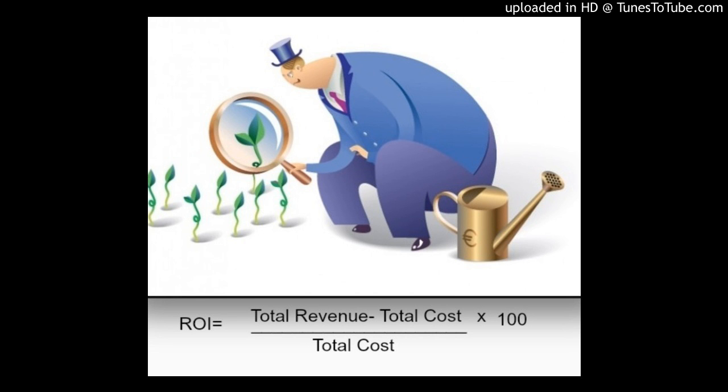What is return on investment, ROI? A performance measure used to evaluate the efficiency of an investment or to compare the efficiency of a number of different investments. ROI measures the amount of return on an investment relative to the investment's cost. To calculate ROI, the benefit, or return, of an investment is divided by the cost of the investment, and the result is expressed as a percentage or a ratio.